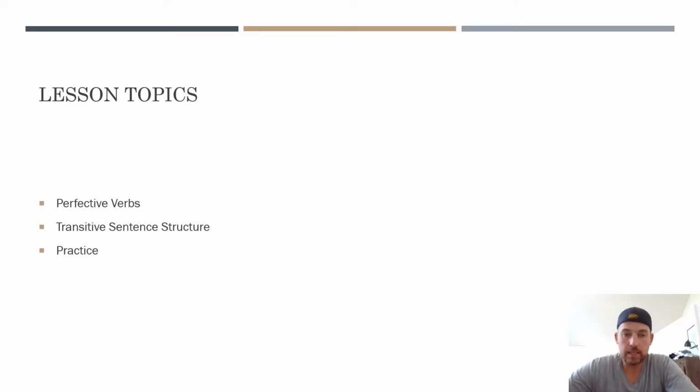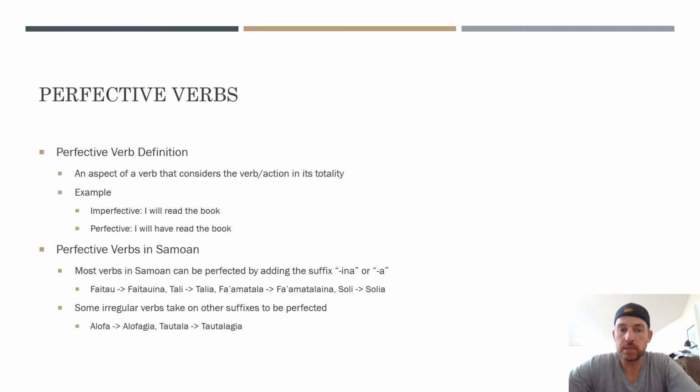All right, with that said, perfective verbs. So really what a perfective verb is as opposed to an imperfective or imperfect verb, it's an aspect of a verb, and really what it is, it's considering that verb or that action in its totality as opposed to a snippet or a point in time.